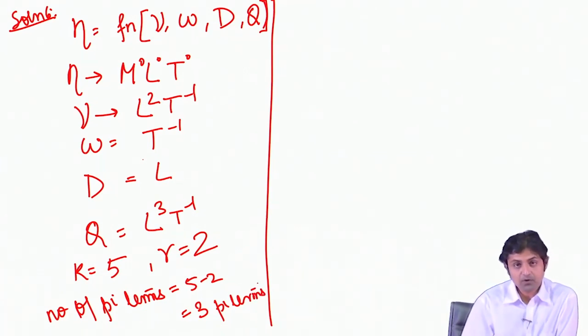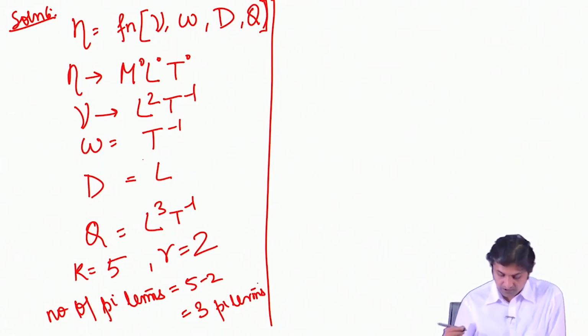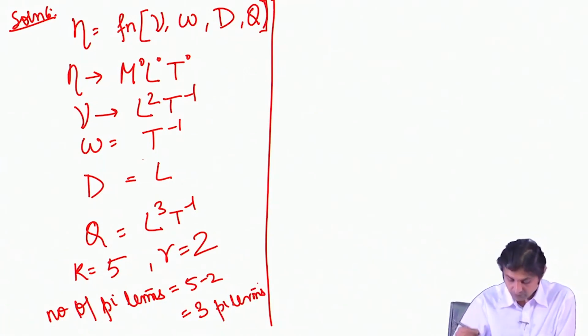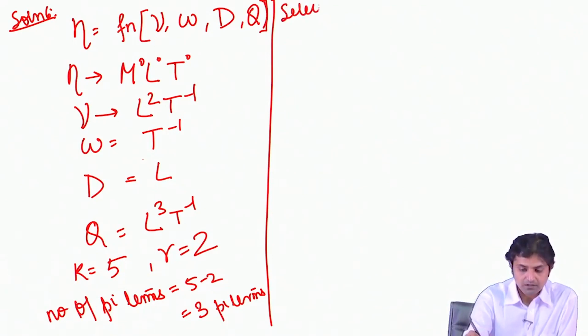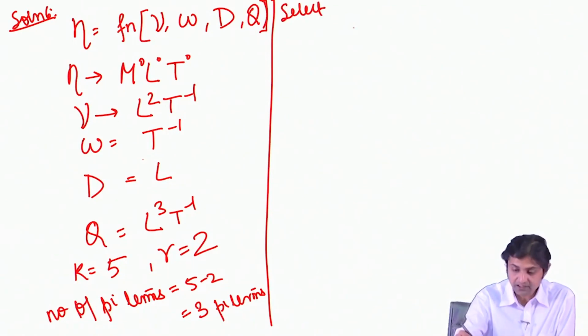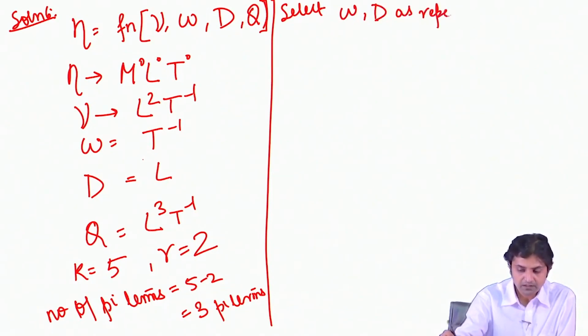Another next step always is we have to choose the repeating variables. The number of repeating variables should be the same as R. So, we are selecting omega and d as repeating variables.